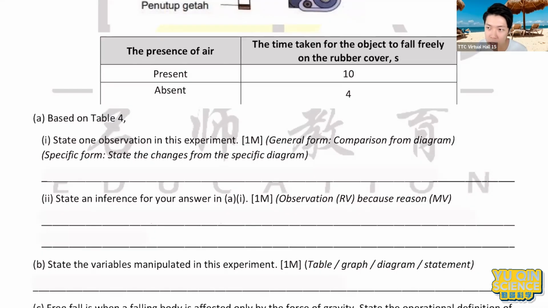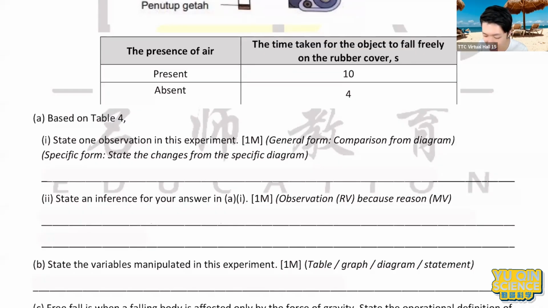Okay, can. So time taken is slower, can. Time taken slower or faster. The presence of air takes longer time than the absence of air. Okay, Jinwei, your sentence can, but in terms of grammar or structure it's a bit weird. You want to reverse it a bit. The presence of air takes longer time.